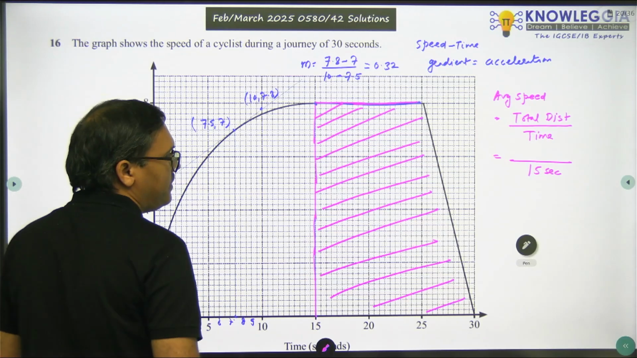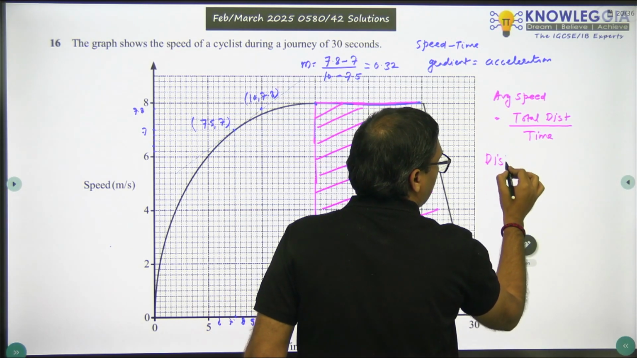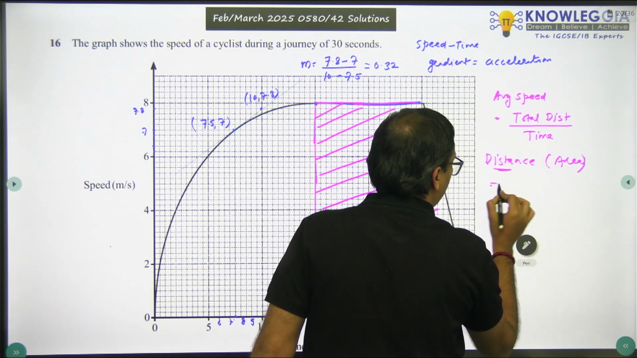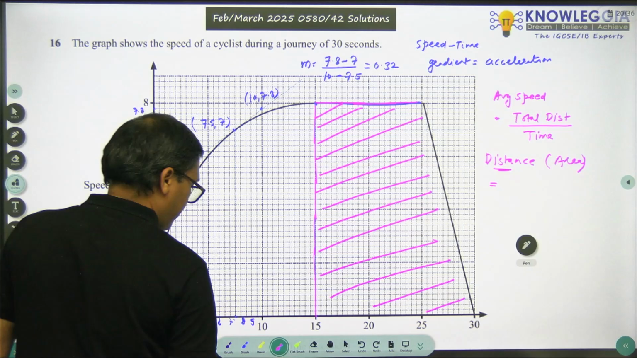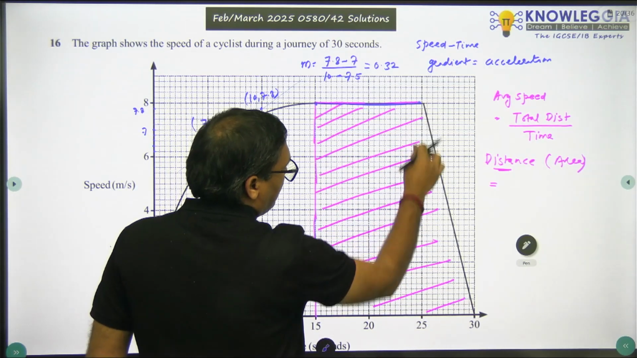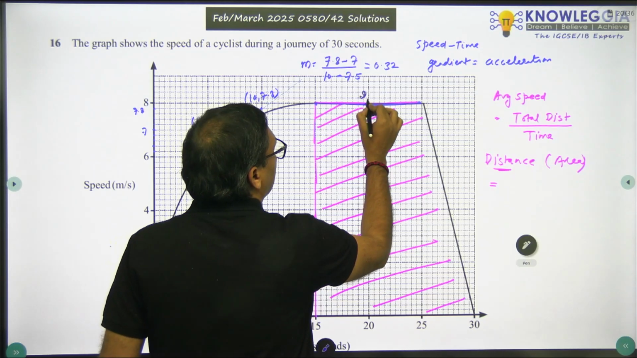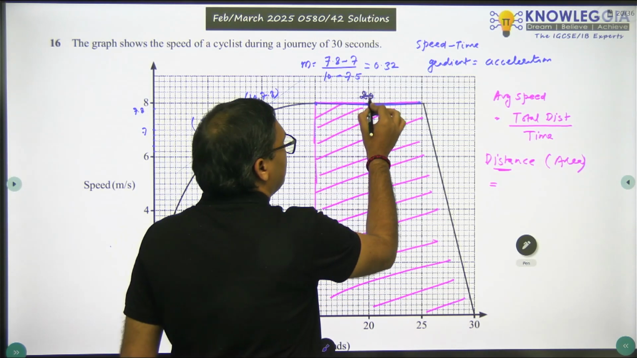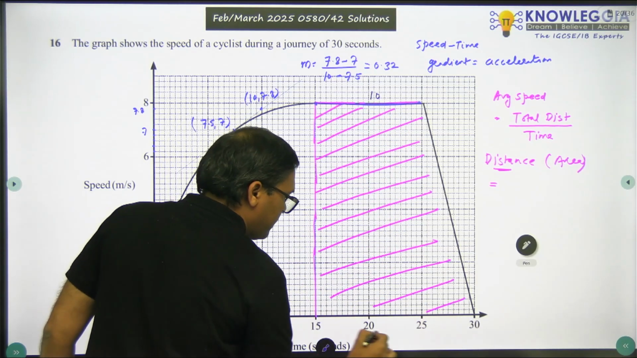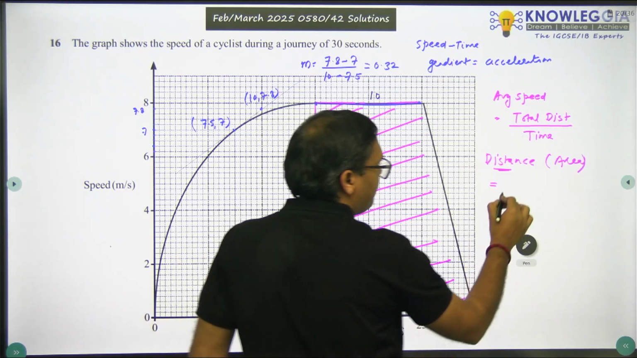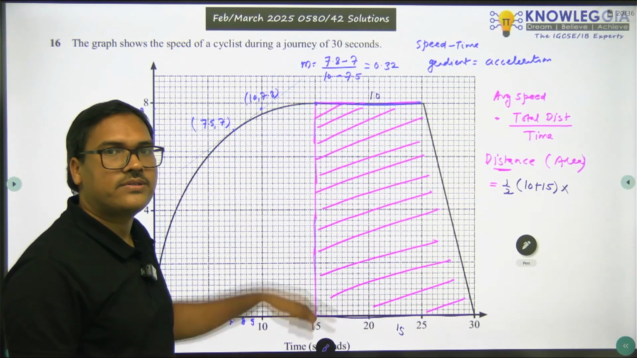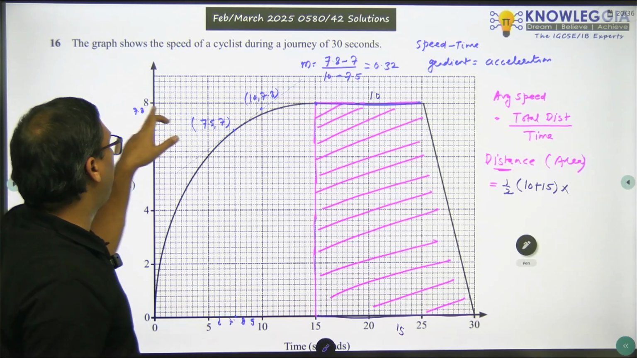So what is the area of this trapezium? Let me write the distance traveled. Distance is area. What is this length? This is 15 and 25, so this is 25 minus 15, which is 10. Sorry, this is 10. And what is this length? This is 15. So the area is half the sum of parallel sides, 10 plus 15, times the distance between the two parallel sides. What is the distance between these two parallel sides? You can see this is 0 to 8, that is 8.